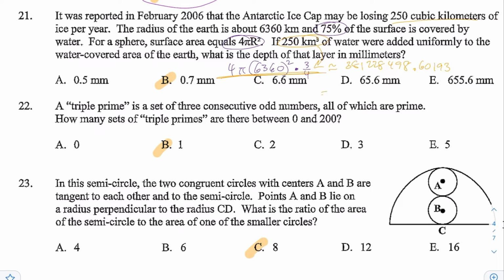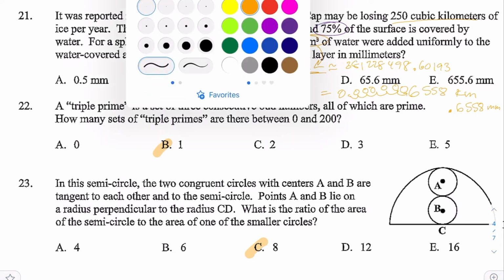And the answer will be 0.00000006558, and this is in kilometers. To go from kilometers to millimeters, you know that there are actually 1 million millimeters in a kilometer. So you have to move the decimal over 6 times. And the answer will be 0.6558 millimeters, and that's choice B, 0.7 millimeters.